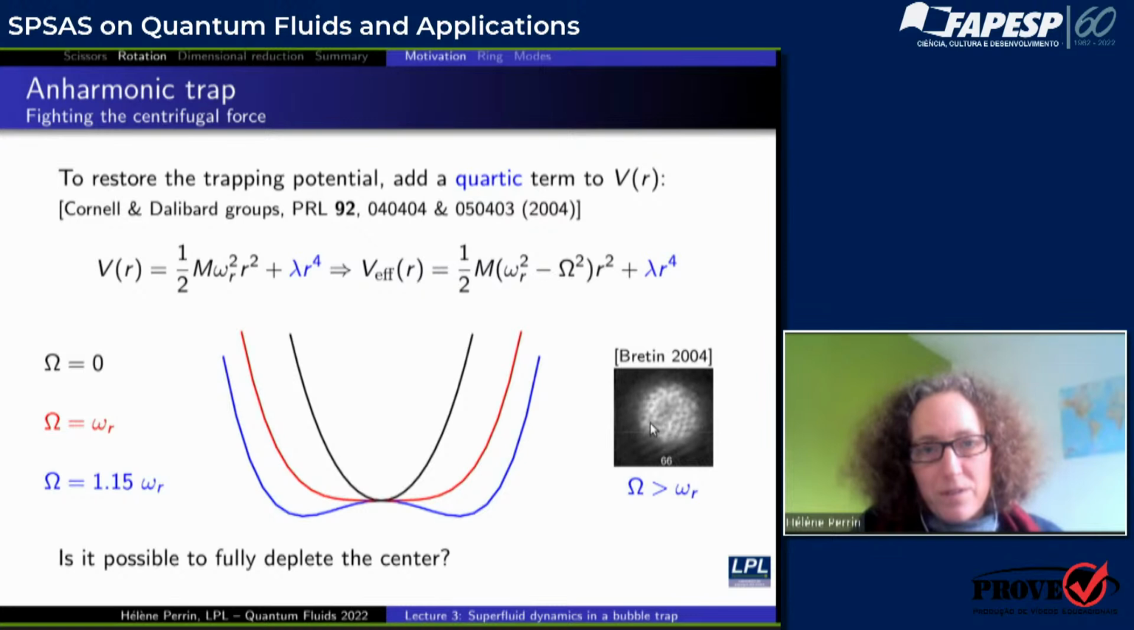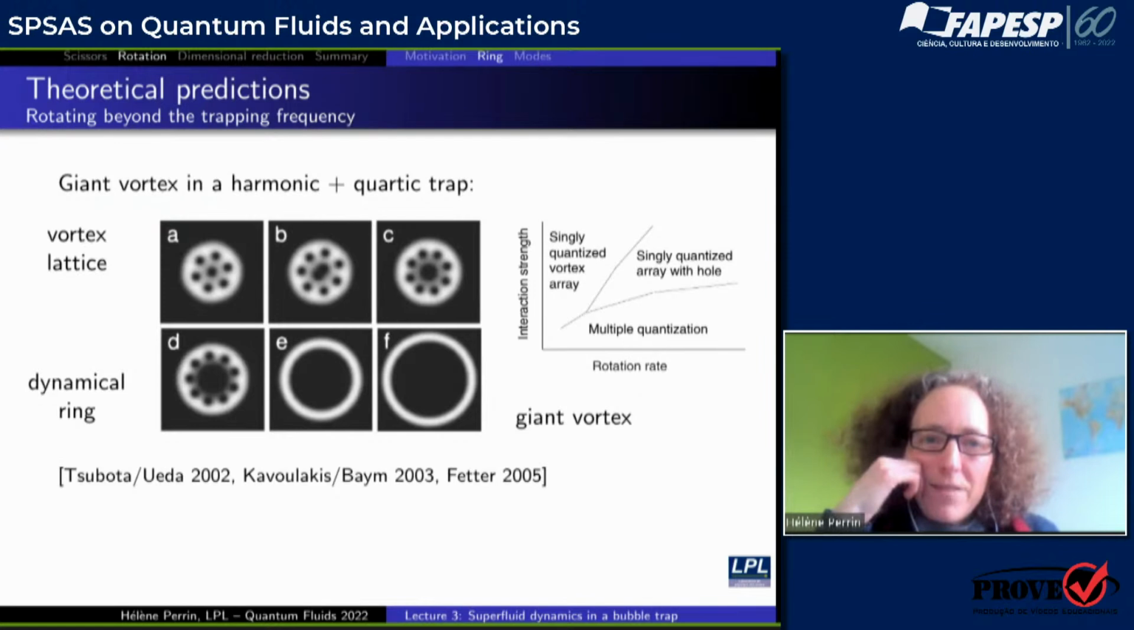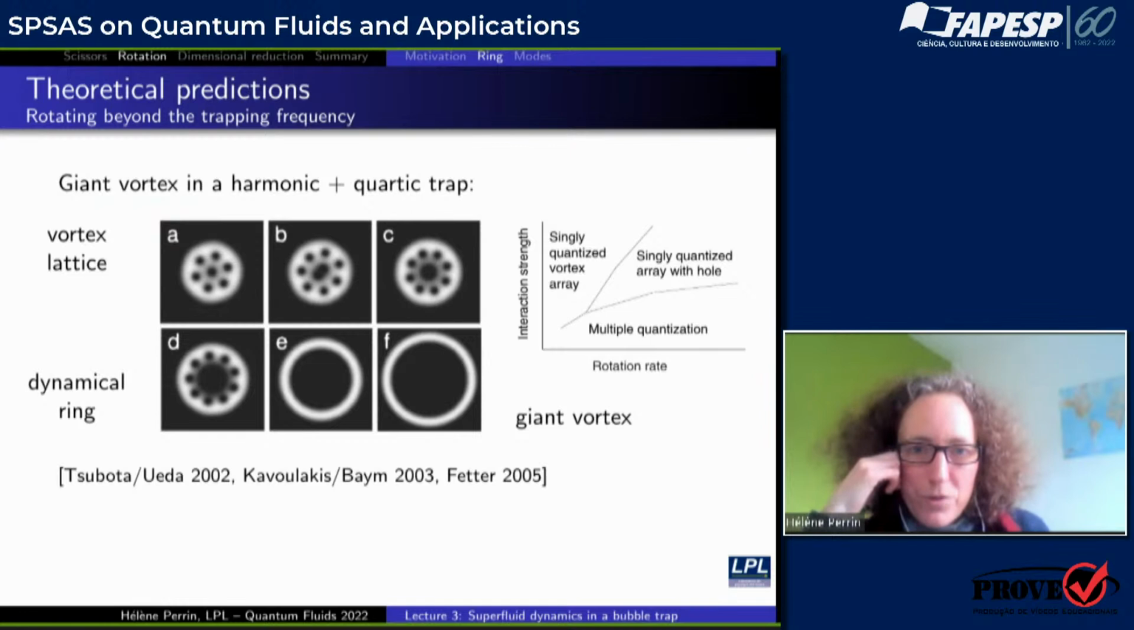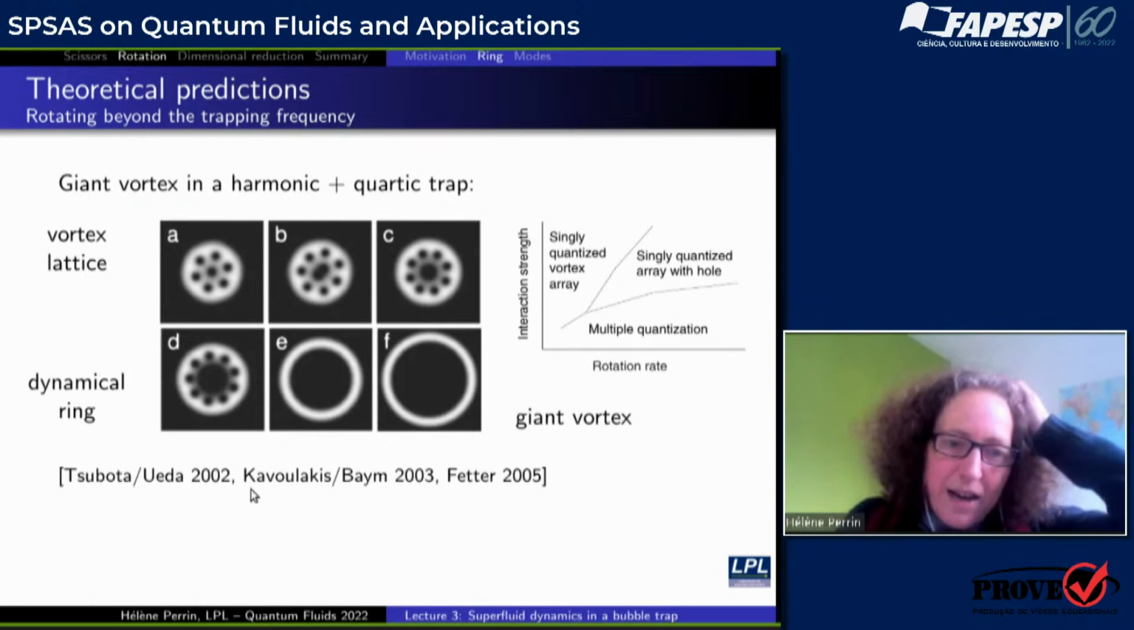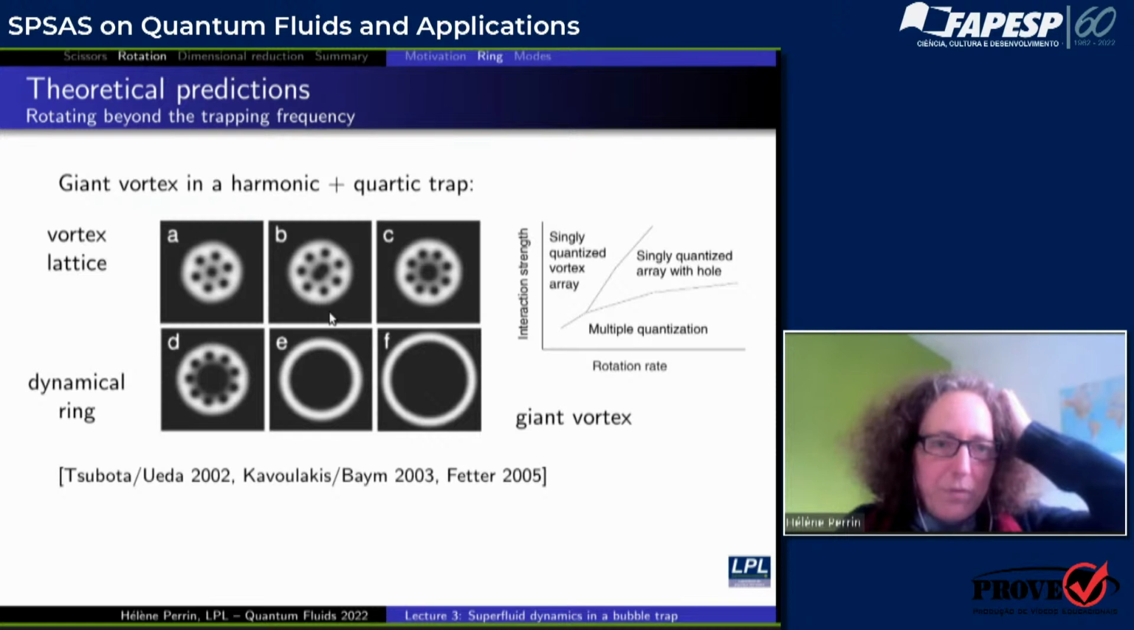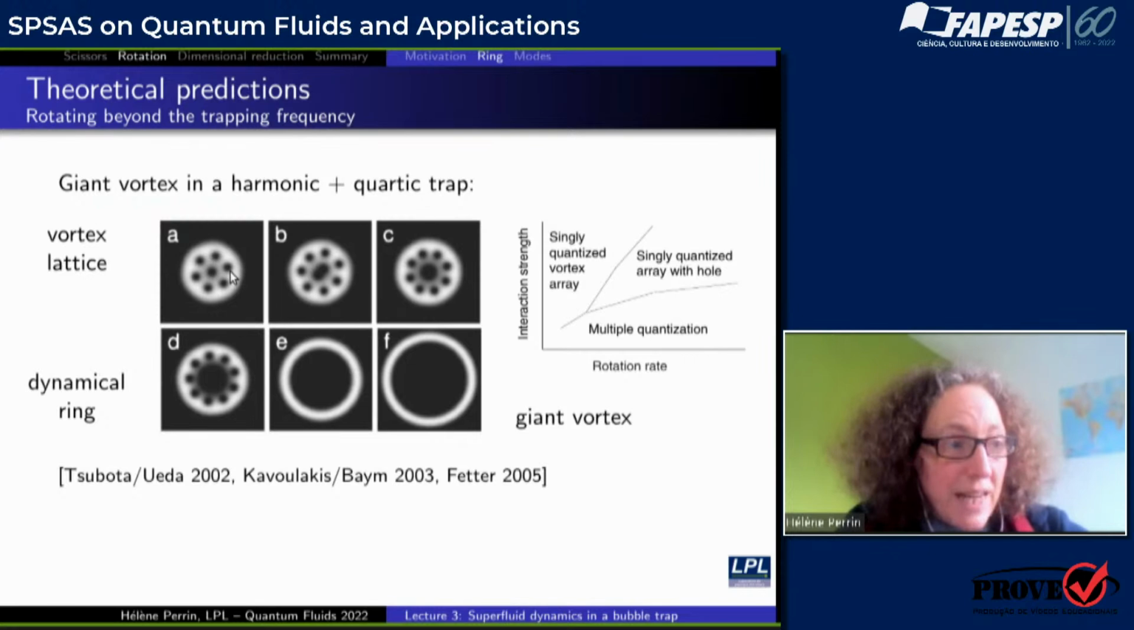And this has been studied theoretically because you have different phases when you rotate very fast in a harmonic plus quartic trap. This was studied first by Kasamatsu and then by other authors, and this graph comes from the review by Fetter. If you rotate moderately, you have a vortex lattice, as I already showed you. And this is the situation where you have singly quantized vortices in a vortex array.